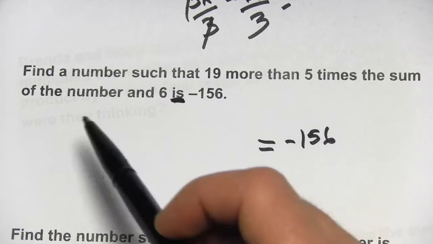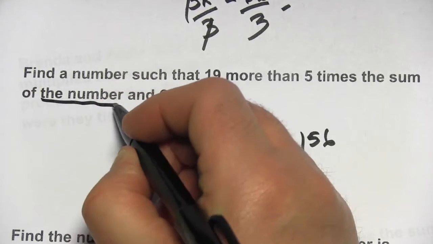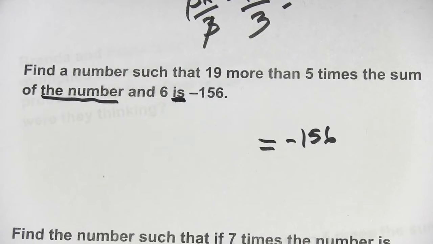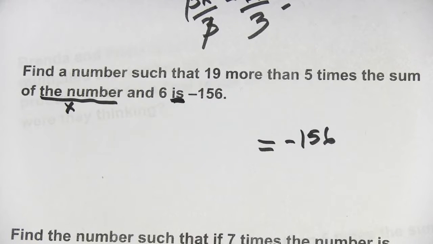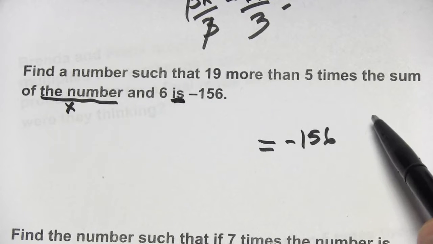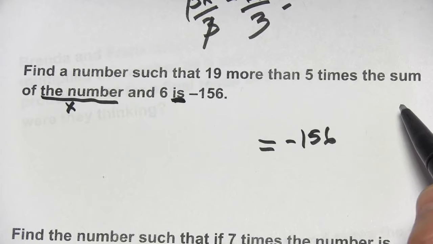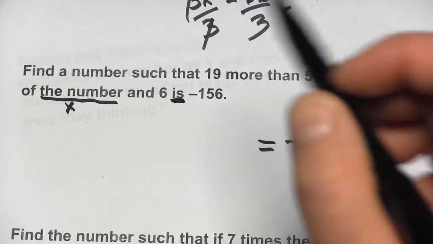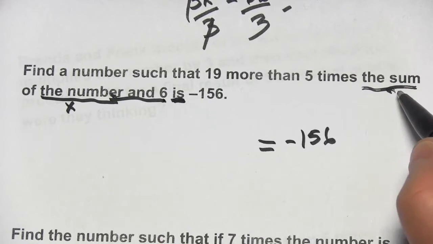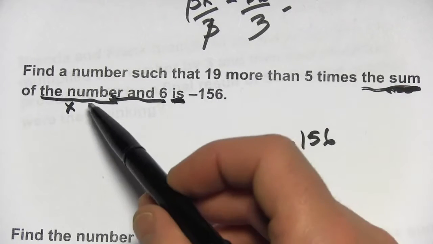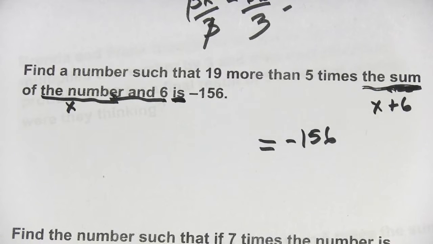19 more than 5 times the sum of the number and 6. Well, let's remind ourselves that the number is usually our variable. So we're going to call that x. And then we've got this 19 more. We've got 5 times. Often it's best to do this backwards, start near the end of the sentence. We have the sum of the number and 6. That should be easy enough to do. Sum is addition. The sum of the number and 6 is just going to be x plus 6.